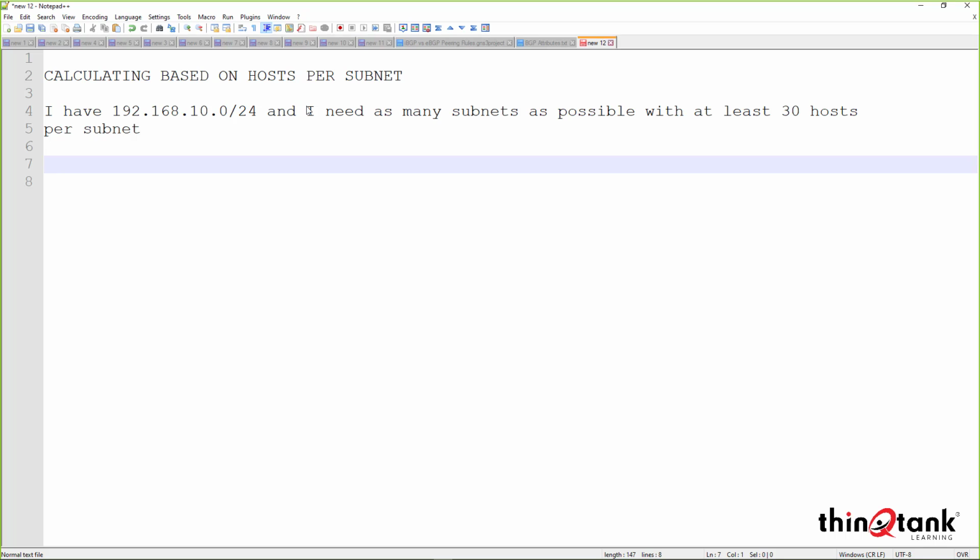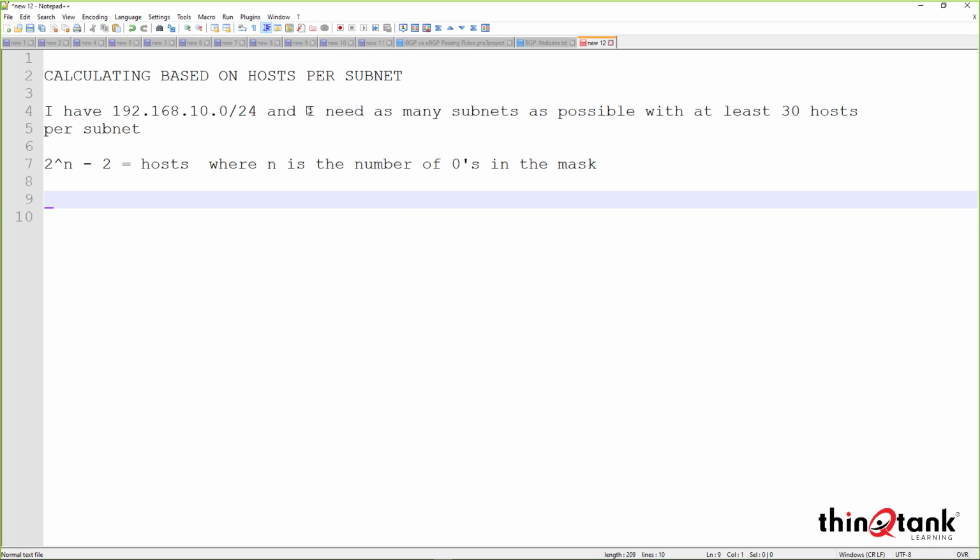The formula in this case is 2 to the power of n minus 2 equals hosts, and n is the number of zeros in the mask. All right? So where n is the number of zeros, not borrowed zeros, the total number of zeros in the mask. So again, I solve for the formula, and then I have to interpret the value of n and what it represents. So let's say, for example, we need 30 hosts, so 2 to the power of n minus 2 has to be greater than or equal to 30.